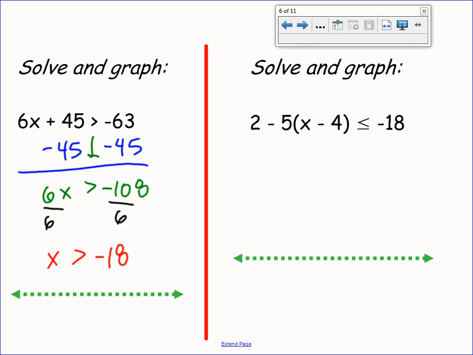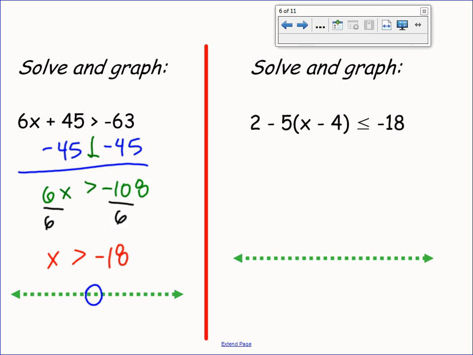In order to graph this, we simply need two things. We need to show the viewer, do we include that boundary number, negative 18, as part of my solution, and which direction do we look to find my range of solutions. If x is greater than negative 18, I'm going to be looking everywhere to the right of negative 18, up the number line. My inequality symbol points the direction to the solution.